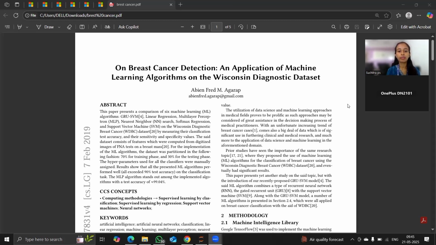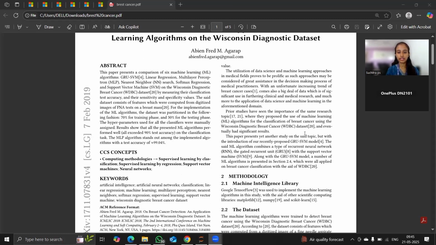The paper focuses on improving the early detection of breast cancer using deep learning methods. For the methodology, the researchers implemented a CNN model, which means a convolutional neural network, to analyze the breast cancer data set.